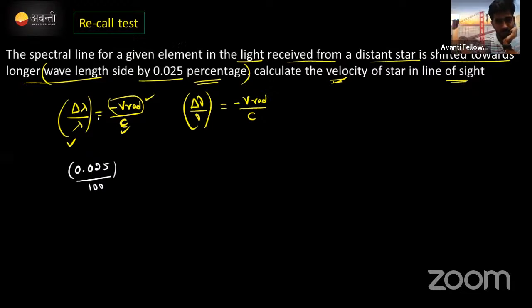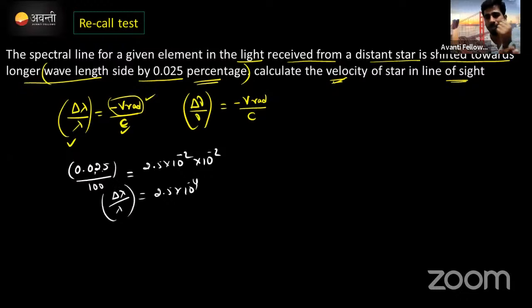Okay, cool. Look, if you shift the digit, it becomes 10 to the power of minus 1, 10 to the power of minus 2. So 2.5 into 10 to the power of minus 2. Dividing by 100, which is 10 to the power of plus 2, moves to the denominator as 10 to the power of minus 2 in the numerator. Then this value becomes 2.5 into 10 to the power of minus 4. This is nothing but delta lambda upon lambda. Then substitute the values here.